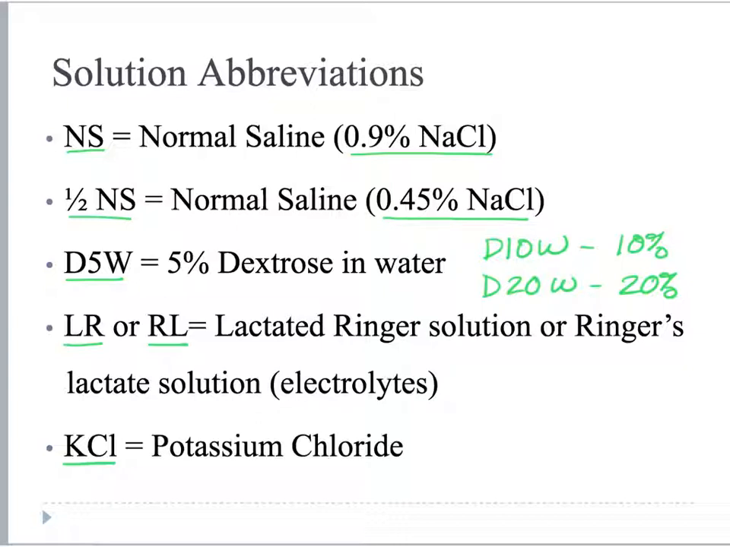So from here, when we look at our IVs, we're going to talk about our flow rates. So we have a gravity flow IV and we have an infusion pump, and we'll look at the different rates for each of those.